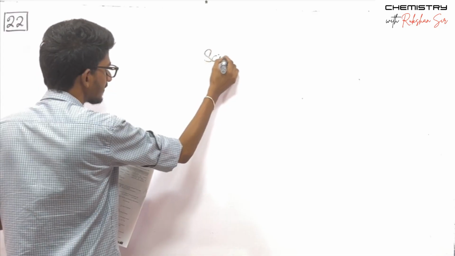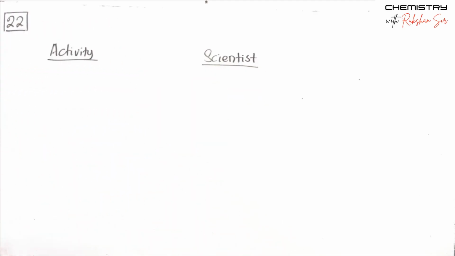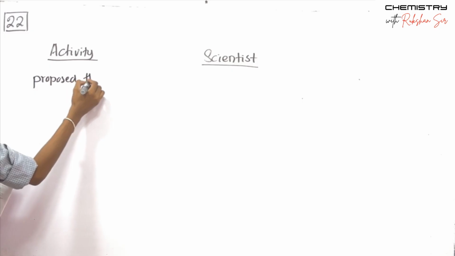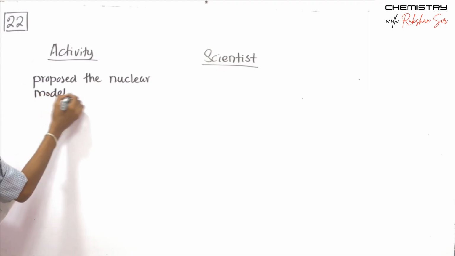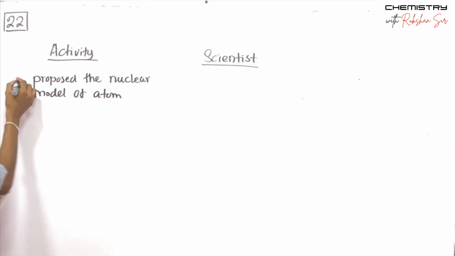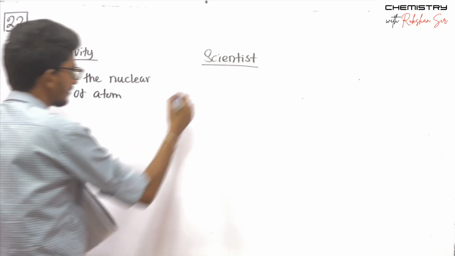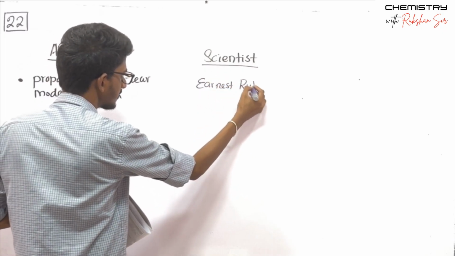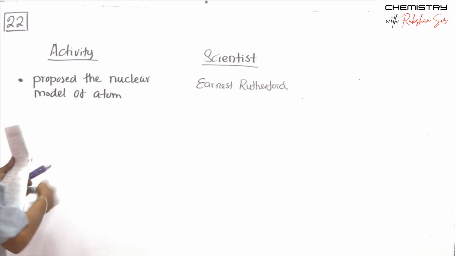Activity and a scientist. Propose the nuclear model of the atom. So which one proposed the nuclear model? It is Ernest Rutherford. He was the one who introduced the nuclear model of the atom.